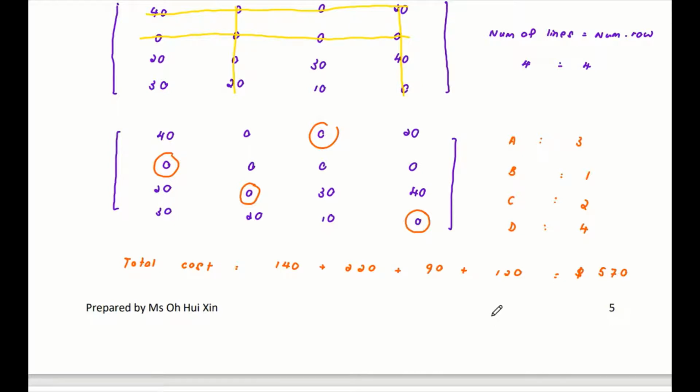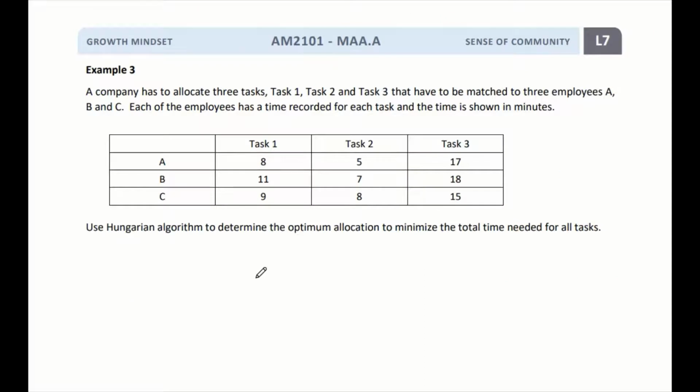Okay, so now let's try to look at the next example. Alright, let's look at example 3. A company has to allocate three tasks, task 1, 2, 3, to be matched to three employees A, B, and C. Each of the employees has a time recorded for each task, and the time here is shown in minutes. So use the Hungarian algorithm to determine the optimum allocation to minimize the total time needed for all the tasks.